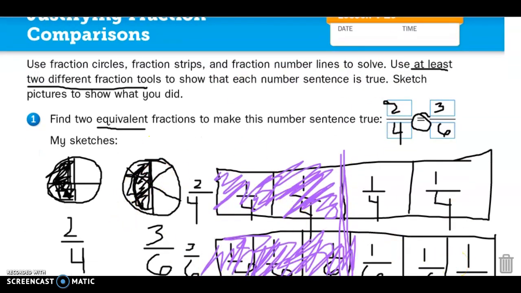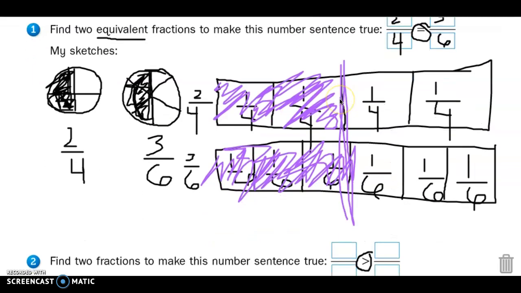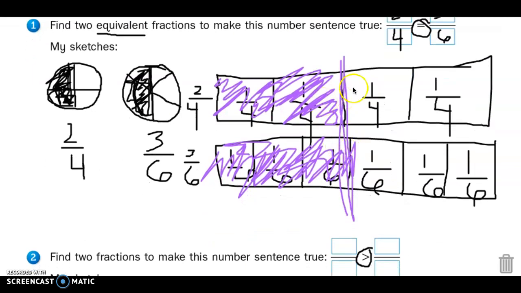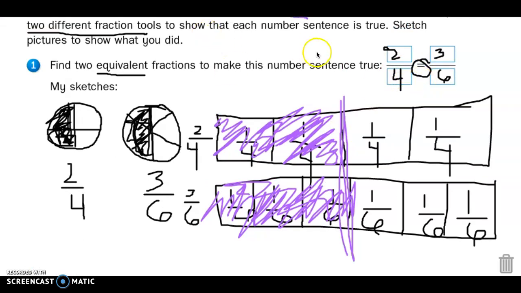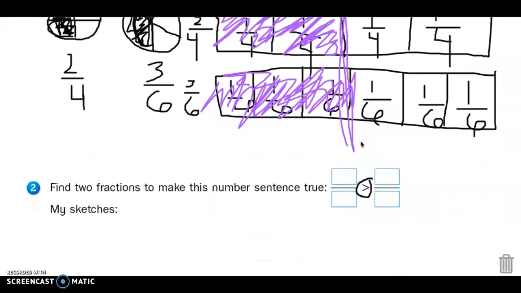Now I did 2 because it needs at least 2 different fractions. If you want to go ahead and do the fraction number line, because we didn't do that, please do it. Challenge yourself. See if you can prove to us that 2/4 and 3/6 are equal to each other using that number sentence or using that number line.